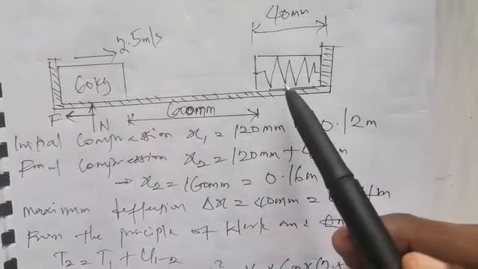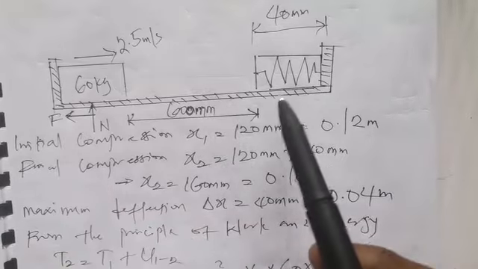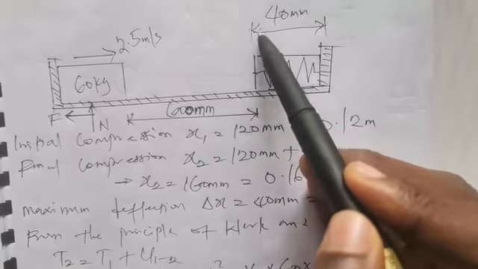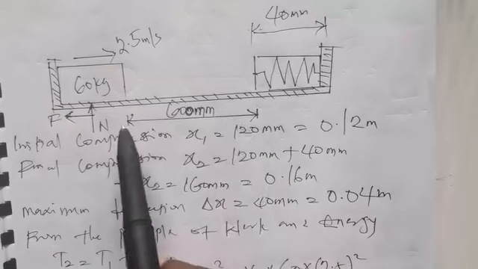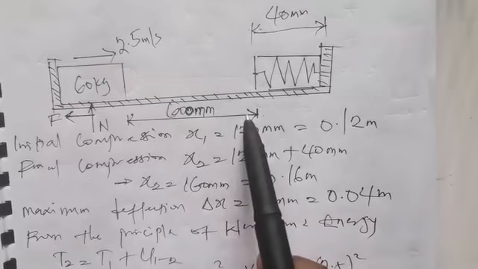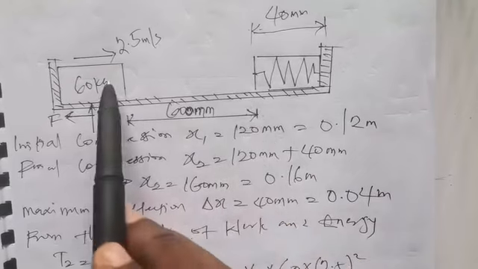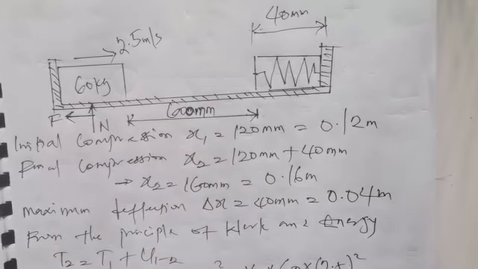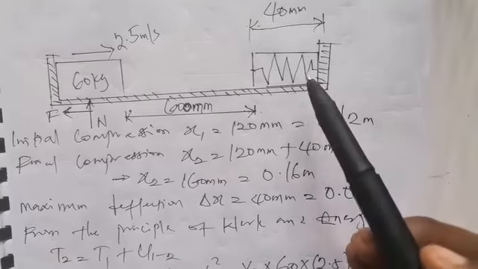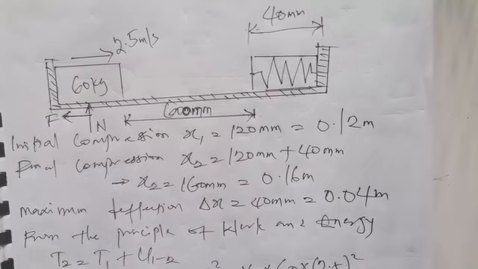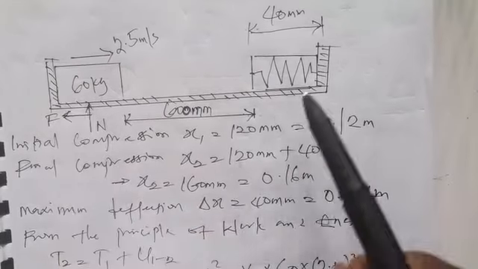Now, due to this spring providing restriction to this object, total distance traveled by the spring is going to be what? Maximum compression, which is 40 millimeter plus what? 600 millimeter, sorry. So 40 millimeter plus 600 millimeter becomes total distance traveled by the spring to provide restriction to this object. Now, we need to find what then is the work done by the spring and the work done by this object.